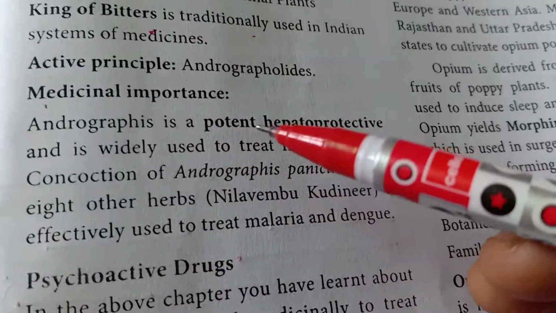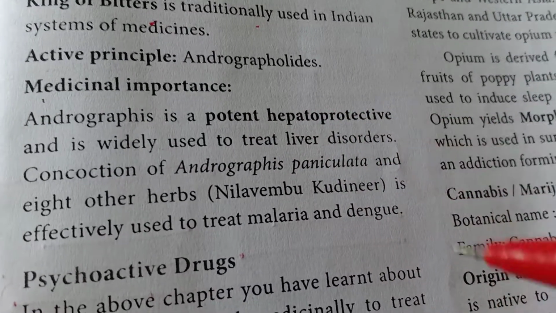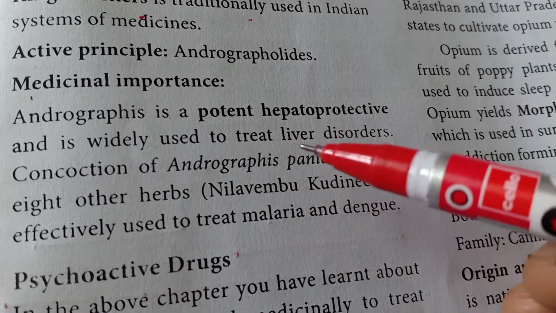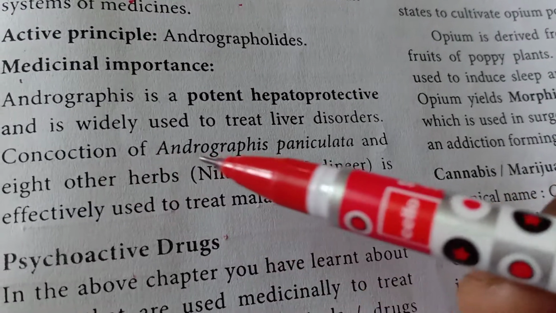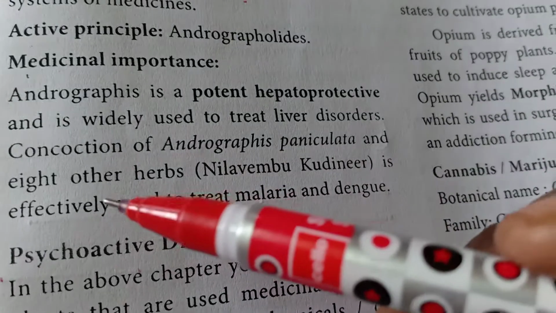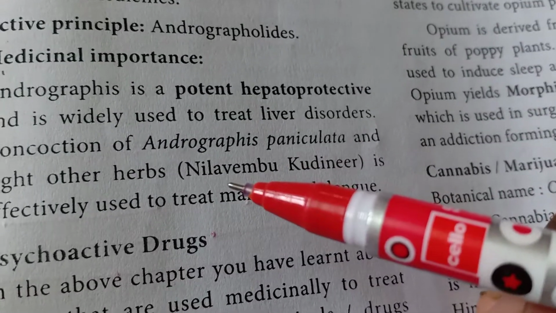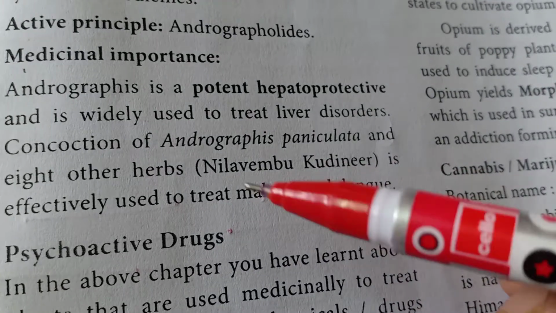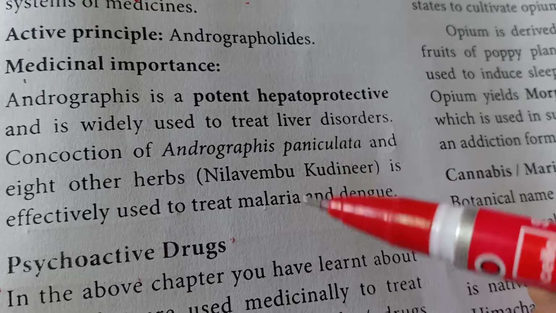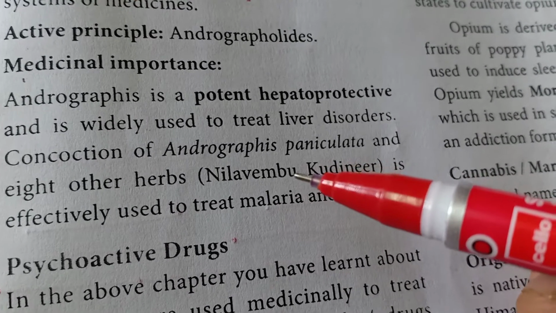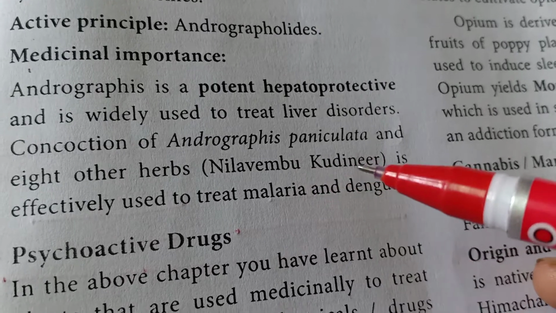It is a potent hepatoprotective used to treat liver disorders. A concoction of Andrographis paniculata and 8 other herbs, mixing it with other herbs, we prepare Nilavembu Kudineer, which was famous during the swine flu. So to treat that fever, government has recommended everyone to take this Nilavembu Kudineer.